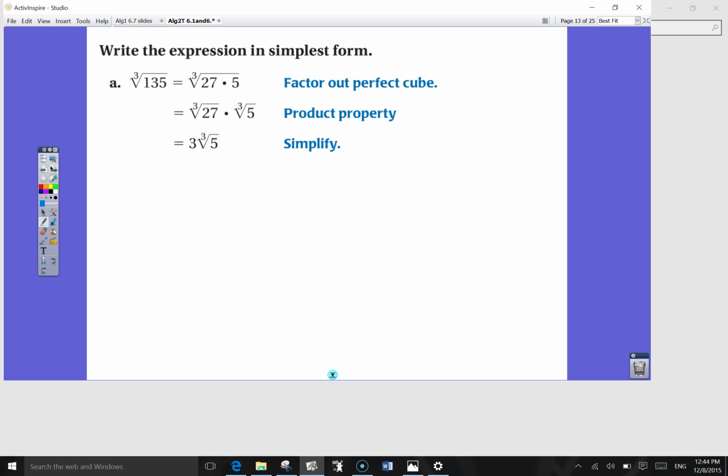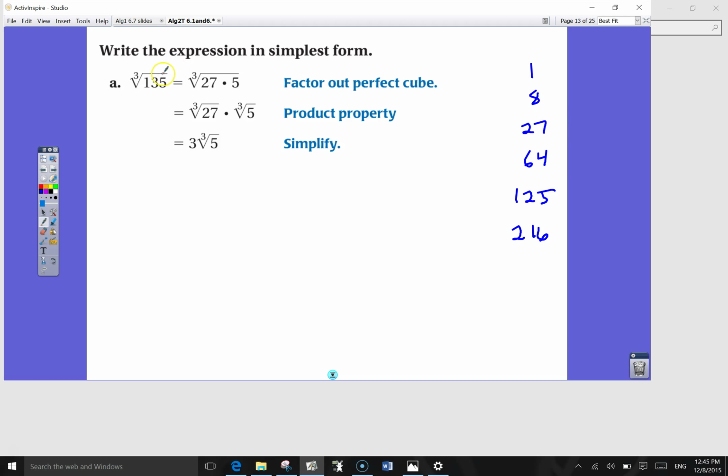Like I said, we went through the perfect cubes before, and they included 1, 8, 27, 64, 125, 216. And you could see that 135 is not in that list, right? It goes from 125 to 216. So the way you simplify, you say, okay, is 135 a perfect cube? No. Does it have any factors that are? Okay, you can check against your list of perfect cubes.